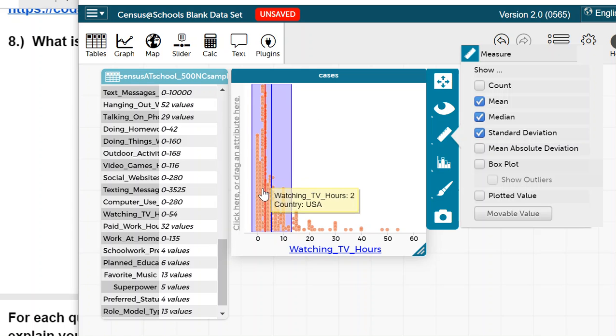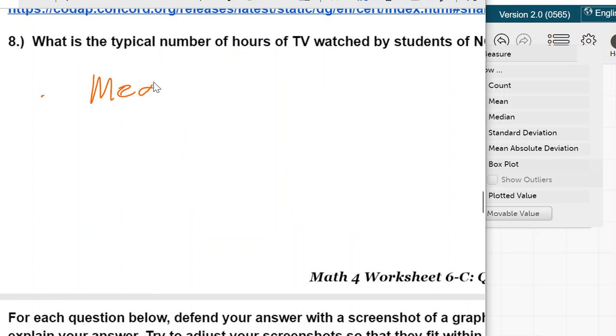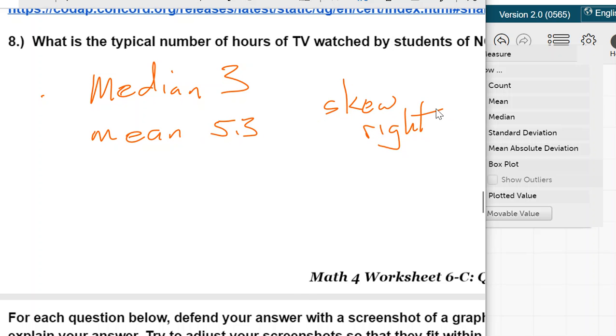And as you're looking at this, the lion's share of it is over here on the left side. So, maybe the median is not such a bad thing. You could actually make an argument for both. Let's go ahead and say the median is 3 and the mean is 5.5, and there's definitely a skew right going on here. There are some kids that are watching way too many hours, and it's throwing off the class average.